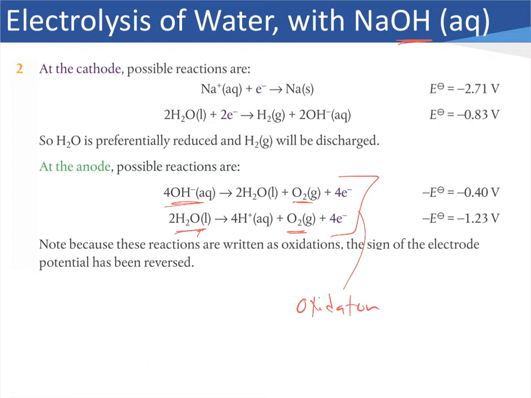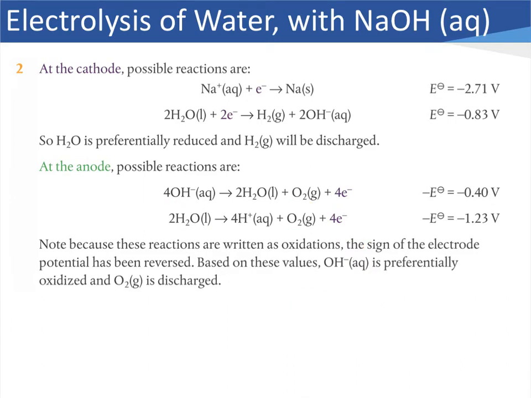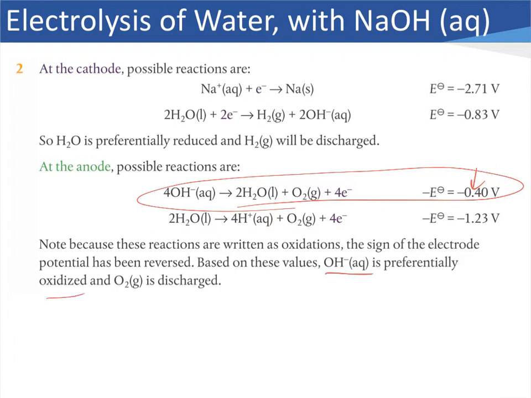Since they're written as oxidation reactions, the more positive value or less negative value will be the preferred reaction. So that means that this is our preferred reaction, because this is a more positive value or less negative value. So the hydroxide ions are preferentially oxidized and O2 gas is discharged.